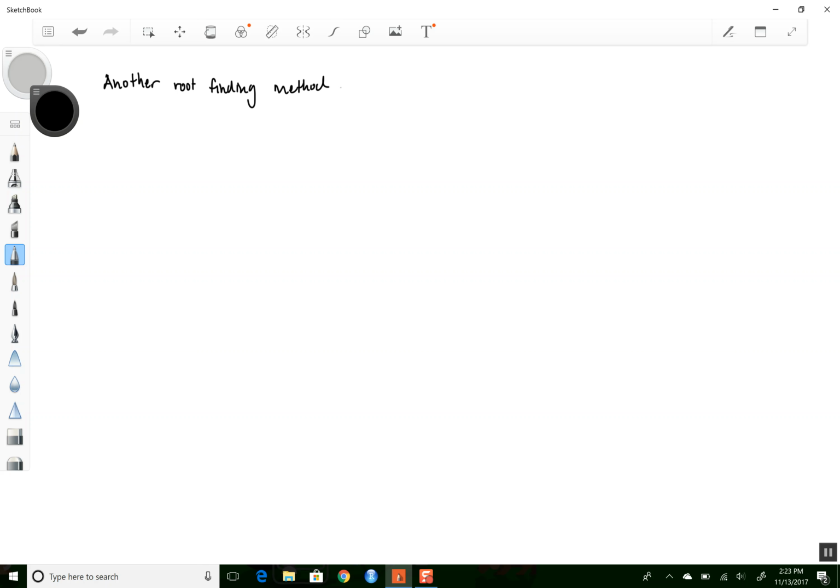Another root finding method. Okay, this is called the Newton-Raphson method. Okay, so this is how it works. You've got some function f of x, and we want to find the roots, right? Find where f of x equals 0. Okay, so find solutions to this.